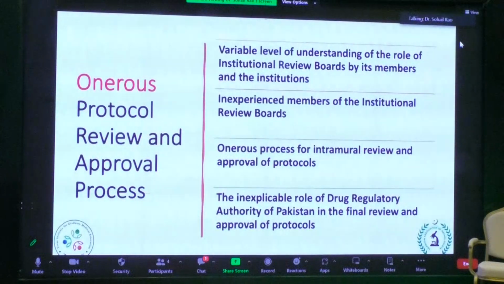An agency sitting in Islamabad is actually reviewing protocols that are going to take place in a distant city in Pakistan. It is just inexplicable to me. And I have difficulty in explaining that to sponsors here in the United States.